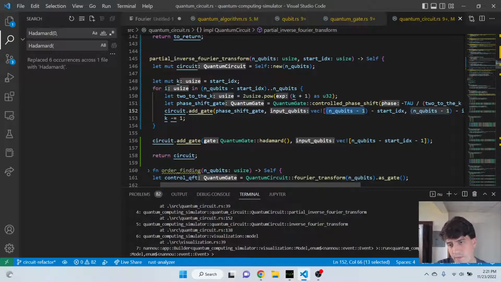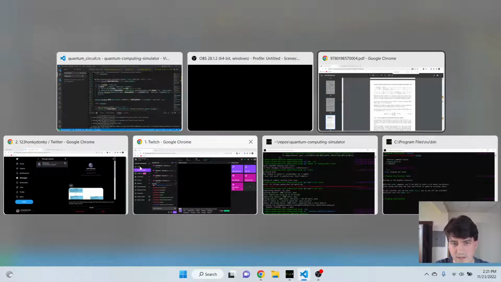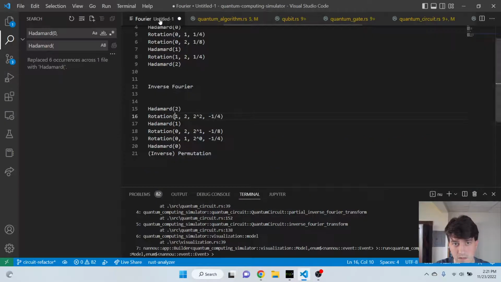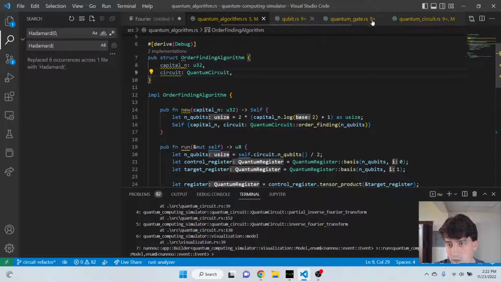Okay, this is the Fourier transform, rather. So let's make it inverse Fourier transform. And it dies because surely I did it wrong somewhere. N qubits minus 1 is always 2. If I subtract start IDX from each of those, I go 2, 1, 0. That is true.